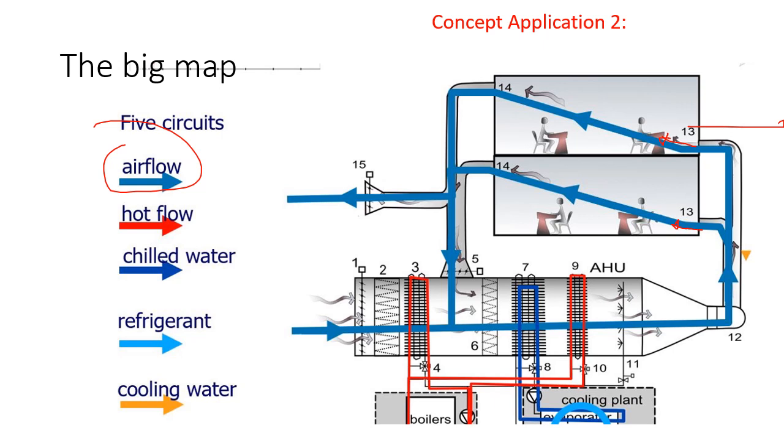So the first circle is airflow. Then heat flow is marked by red. You can see heat always comes from the boiler room. The boiler generates hot water and circulates it in the preheater heating coil, and another set goes to the reheater. So this is the hot water flow. Now chilled water is produced in the chilled plant.